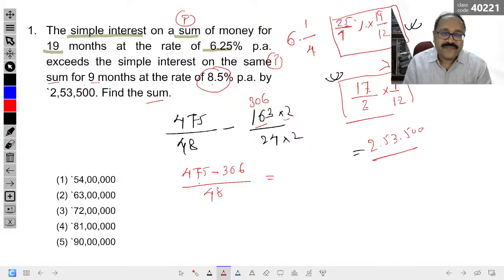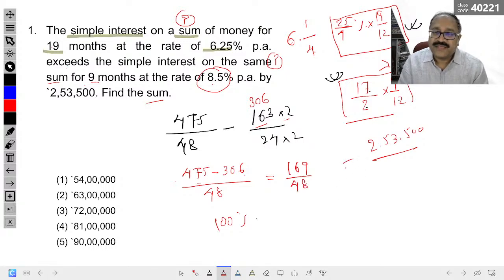So this is this by 48%, which is equal to 2 lakhs 53,500. So this percentage of P. If you have to find P, you need to find 100%. So let's find out how much this is. I notice that this is 169 by 48%, which is equal to 2,53,500. Then what is 100%?